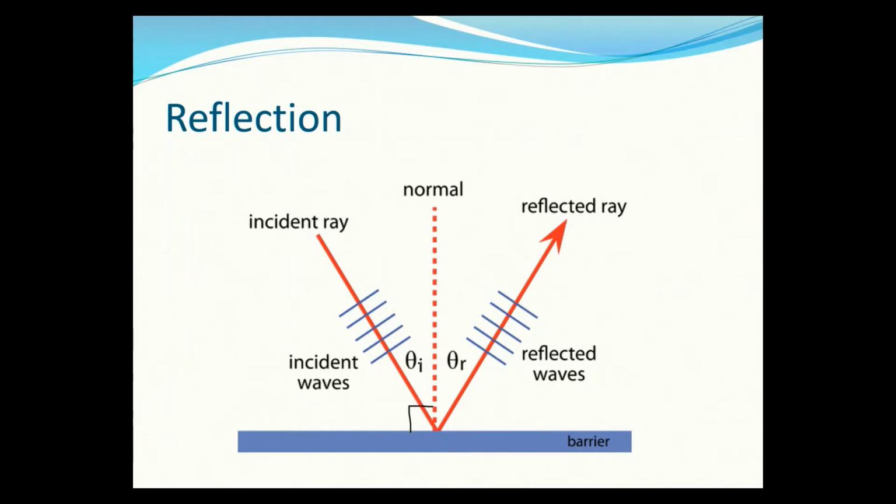So this is my incoming ray. Say this was 20 degrees here. Well, it's going to bounce off at 20 degrees as measured from the normal. So the angle of incidence equals our angle of reflection. So the light ray bounces off like that. Nothing difficult at all about that.